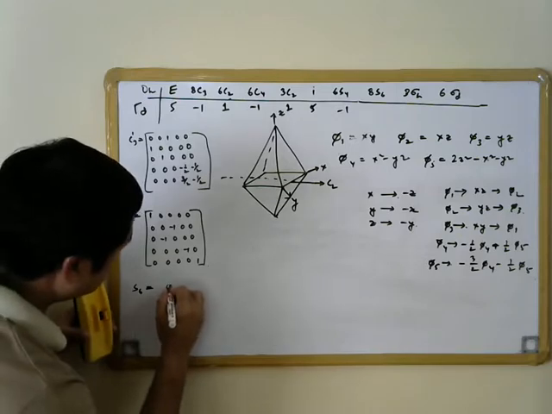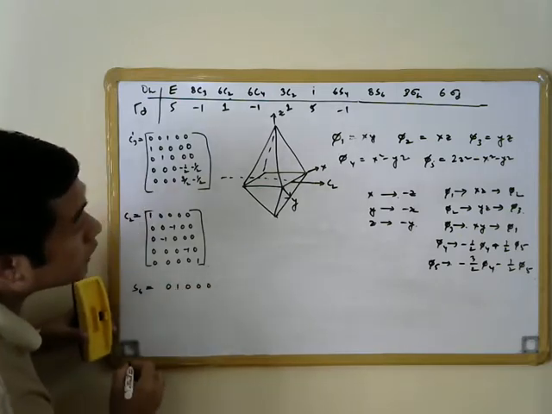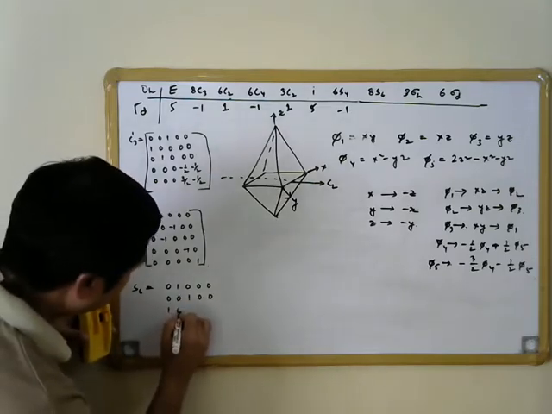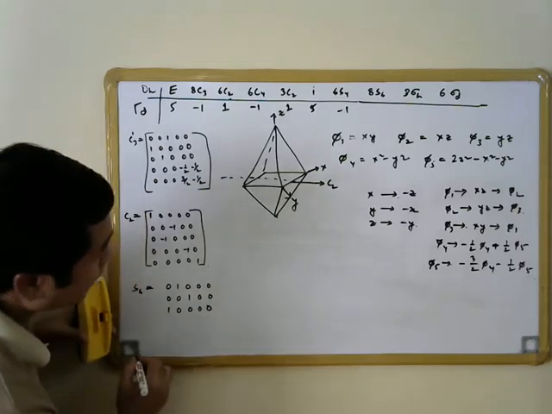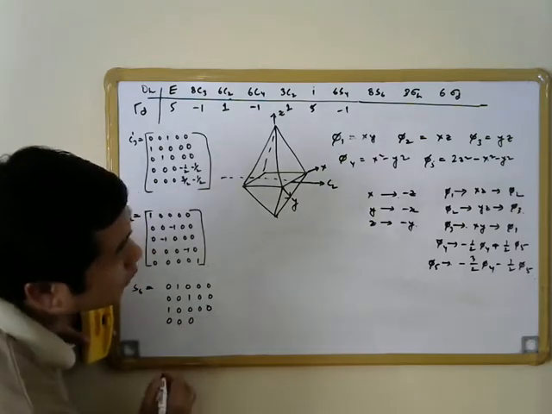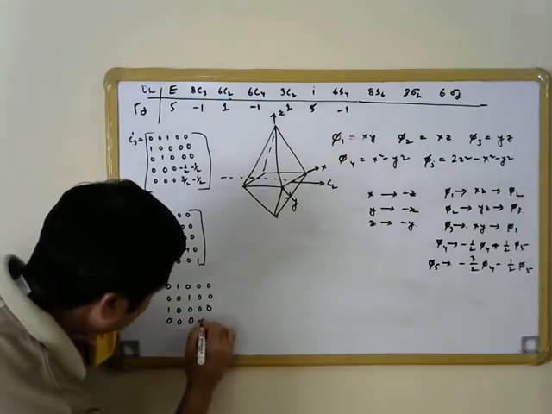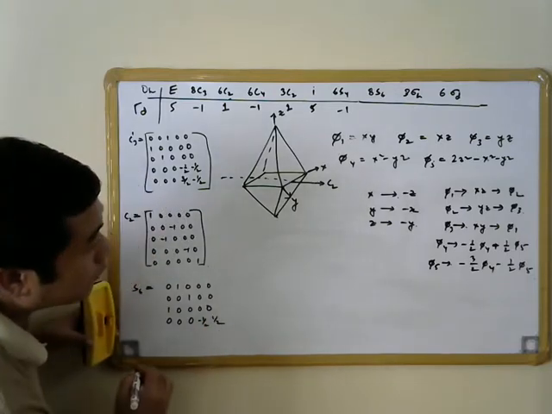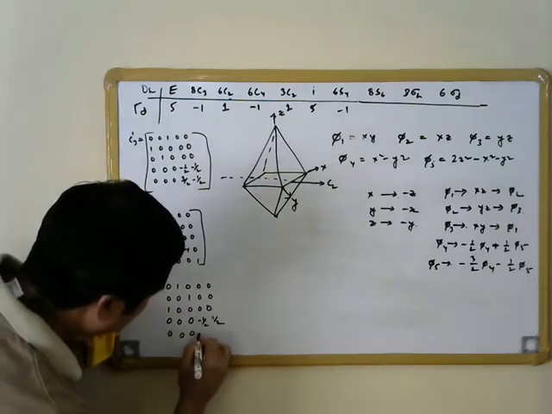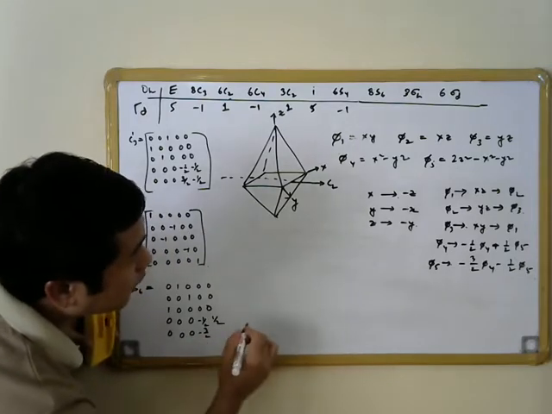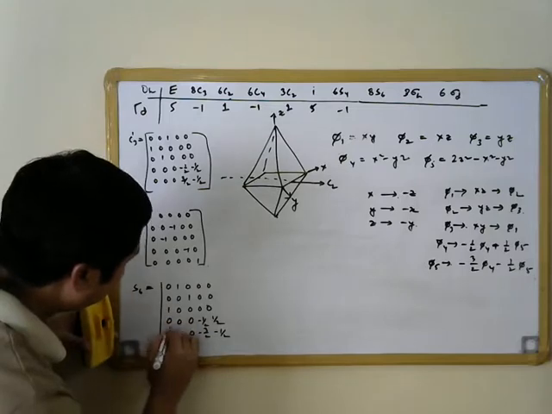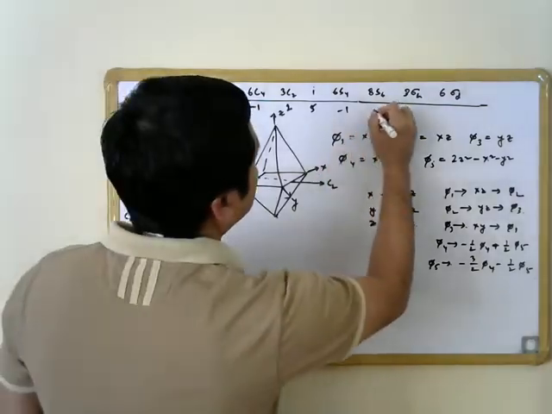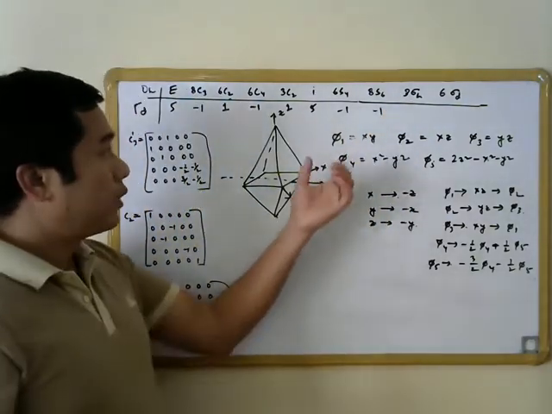So we can now write the matrix representation for S6 operation as well, because phi 1 transforms as phi 2. Phi 2 transforms as phi 3. Phi 3 transforms as phi 1. And phi 4 transforms as minus half phi 4 and plus half phi 5. And phi 5 as minus 3 by 2 phi 4 and minus half phi 5. So this is the matrix representation for S6 operation, and if we have to write the character, we can write that the character is equal to minus 1.